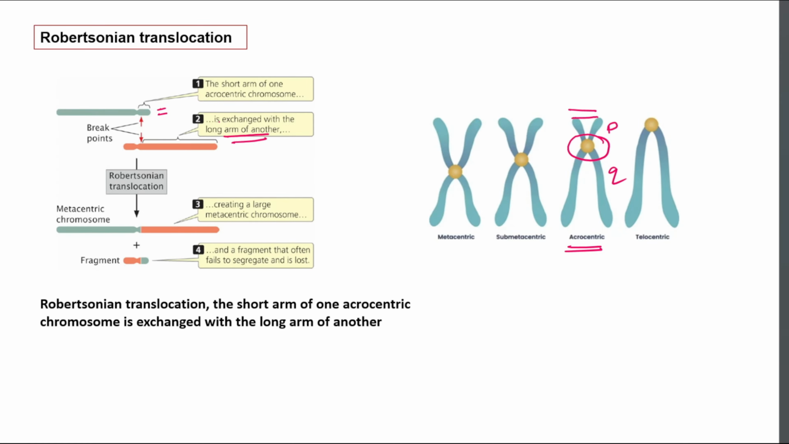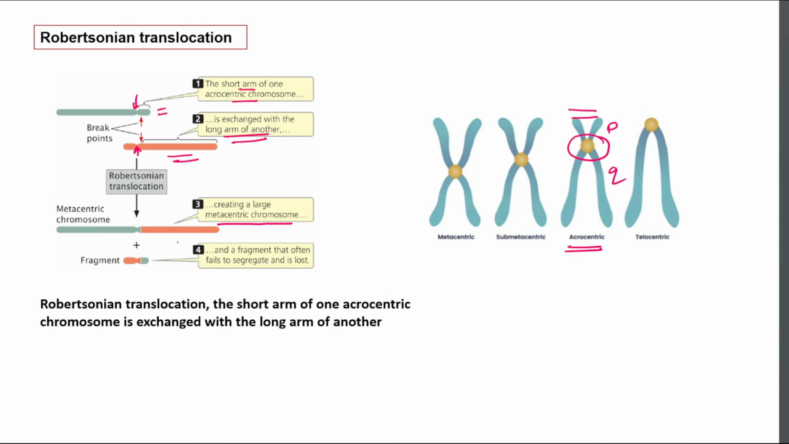So in Robertsonian translocation mutation, the short arm of one acrocentric chromosome is exchanged with the long arm of another acrocentric chromosome, and the two acrocentric chromosomes break near the centromere. This is the break point. And after exchanging, a large metacentric chromosome is created.